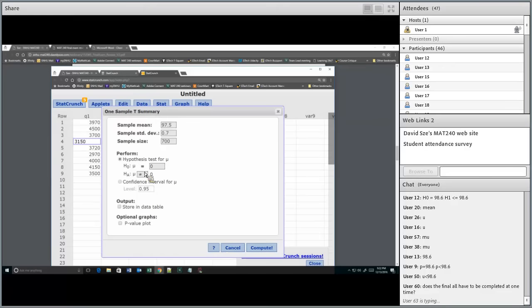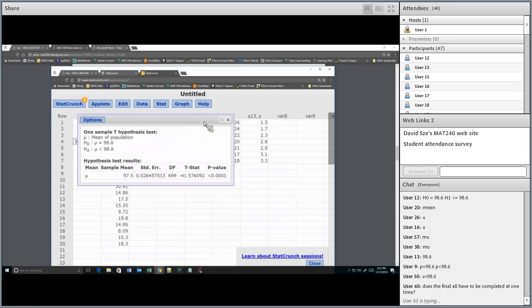And what do I need? Now I need to do the hypothesis test. So I'm going to keep it here. My null hypothesis is that mu is 98.6. That was my null hypothesis. And my alternative hypothesis, as you all said, was that mu is less than 98.6. So here's the test. The test is set up. Now we're going to hit compute. And I get my p-value to be less than 0.0001.